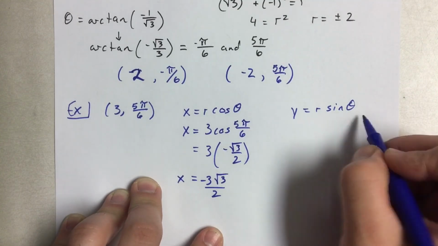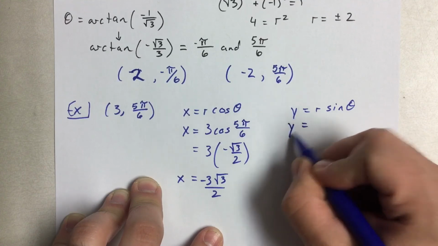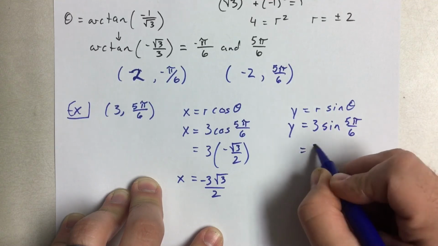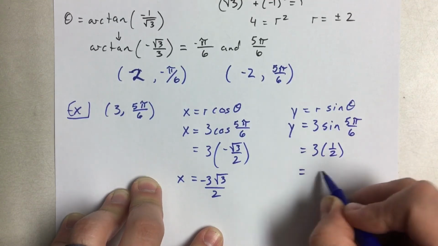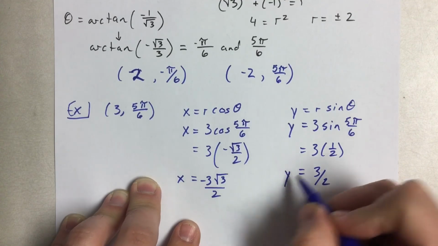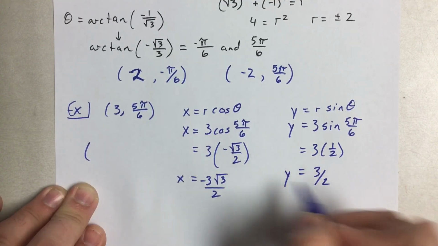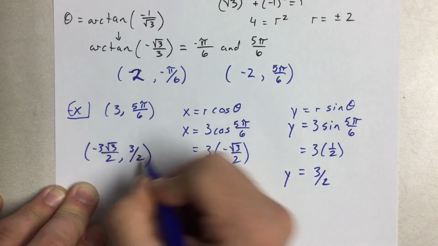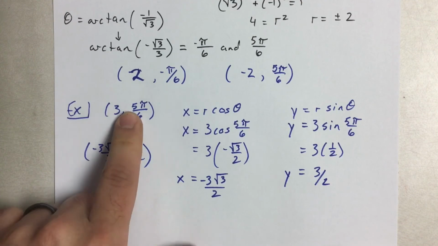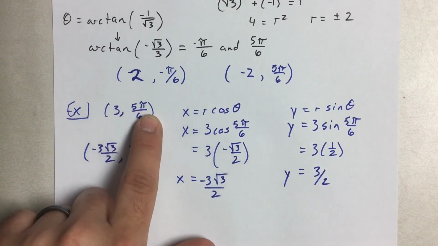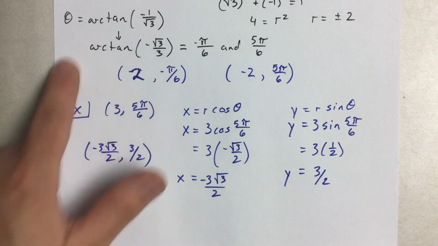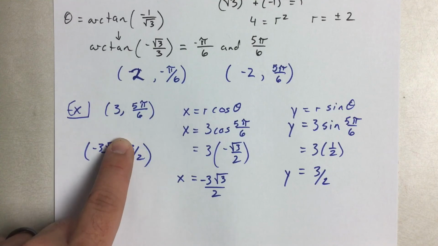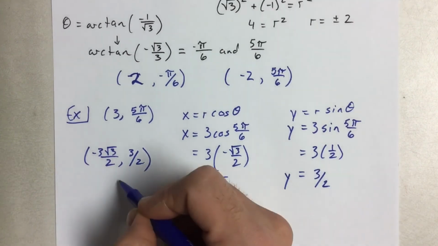All right, and then this one. So we get y equals 3 times sine of 5 pi over 6, which is 1/2. So 3 times 1/2 is 3/2, giving us a coordinate of negative 3 square root of 3 over 2, comma 3/2. Done. So think of the quadrant we're in. The angle measure takes us to quadrant 2. The radius keeps us in quadrant 2. Let's think here. This rectangular coordinate is left this amount, up this amount. We're in quadrant 2. We're good.